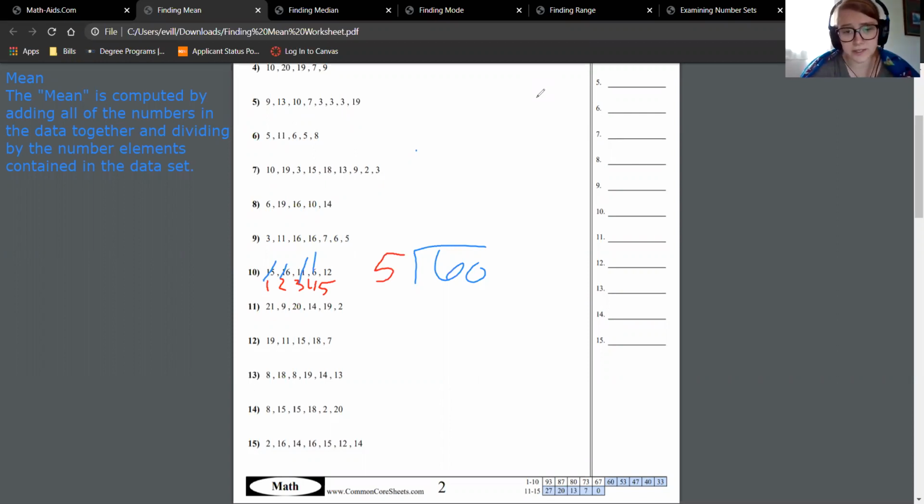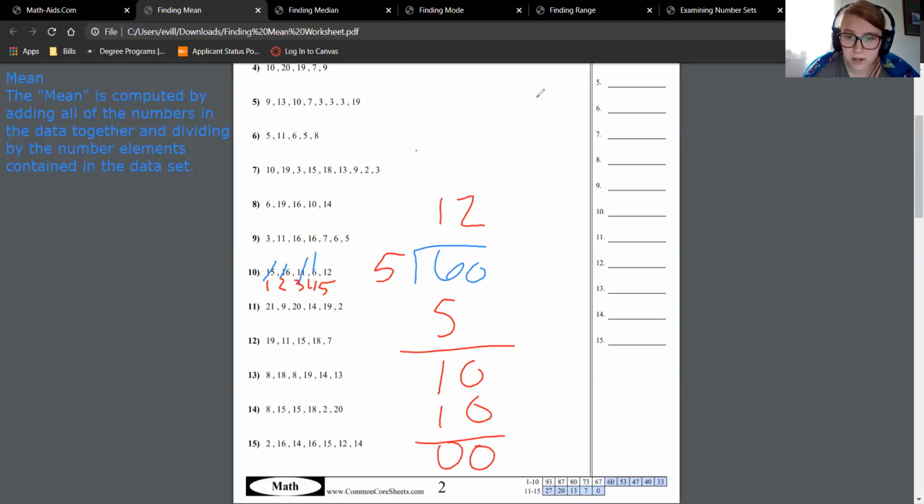5 goes into 6 one time. 5 times 1 is 5. 6 minus 5 is 1. Bring down the 0. 5 goes into 10 2 times. 5 times 2 is 10. We don't have a remainder. Our answer for number 10 should be 12.